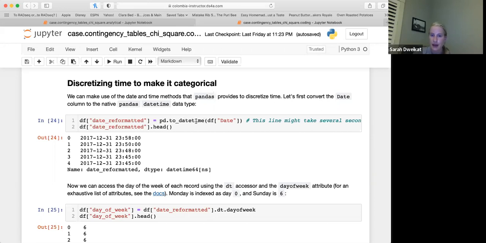That's an easy command that tells Python the things in this date column, those are dates, and makes them into an actual date format that's recognized by Python. So that will put it in that new column called date reformatted, and it will output this.